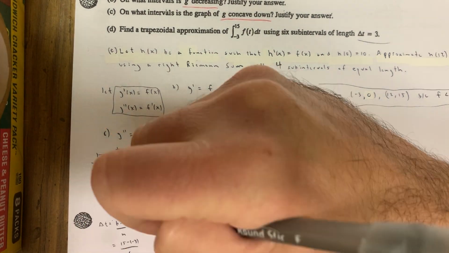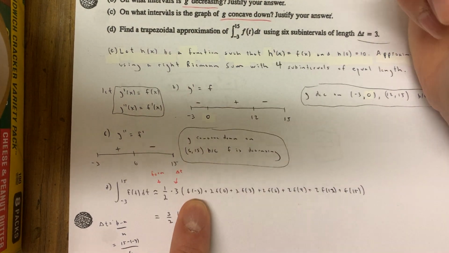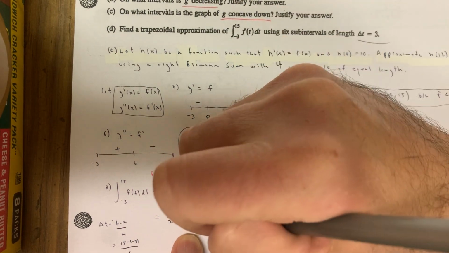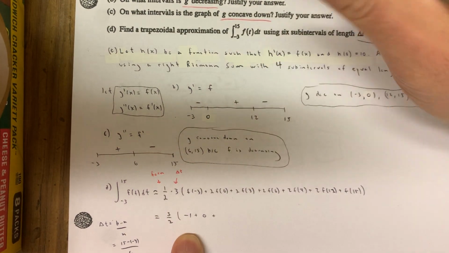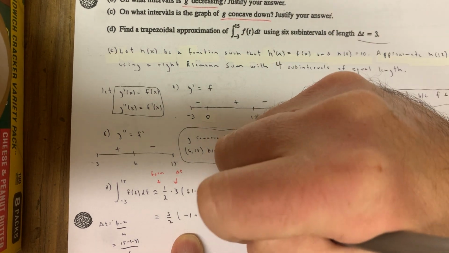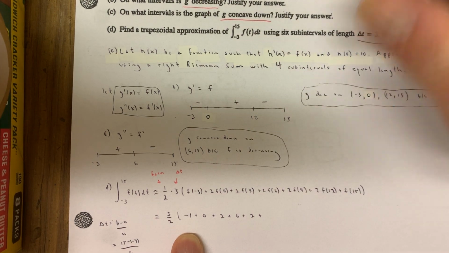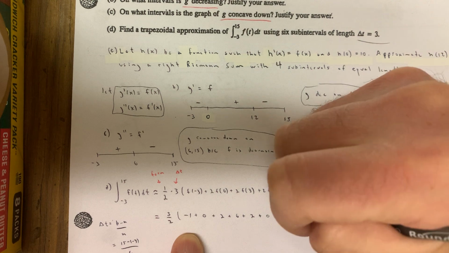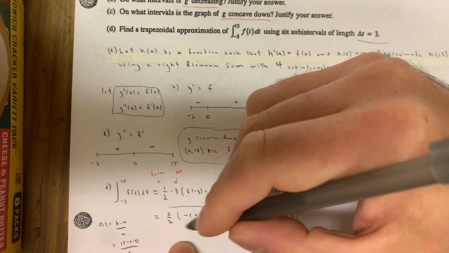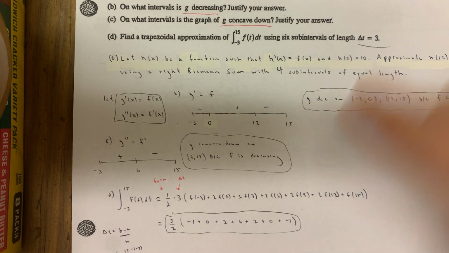So this is what they're looking for here. This is really 3/2. You can leave it as 1/2 times 3, not a big deal. Make sure you put in the values. F of -3 is -1, plus 2 times f of 0, 2 times 0 is 0, plus 2 times f of 3, 2 times 1 is 2, plus 2 times f of 6, 2 times 3 is 6, plus 2 times f of 9, 2 times 1 is 2, plus 2 times f of 12, 2 times 0 is 0, plus just f of 15, which is -1. So this is what they're looking for right here. I got the answer, it's actually 12, but that's what they want.